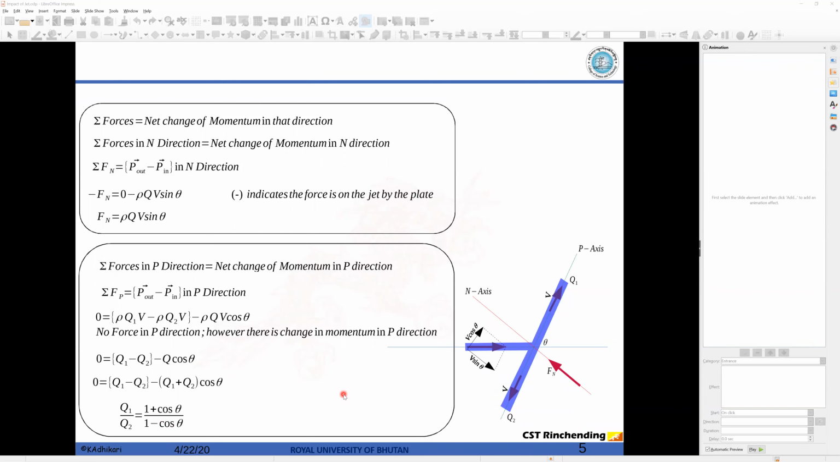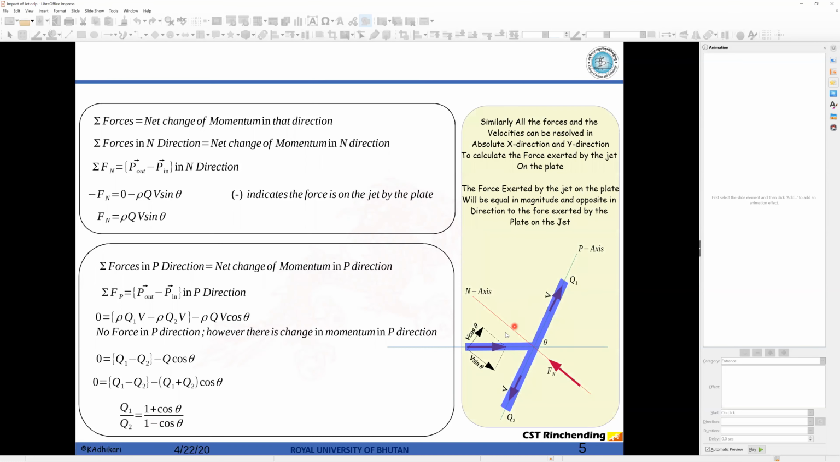In this entire problem, I have resolved the forces into pxs and nxs, right? But you can do it by another method, that is by resolving the forces in the absolute x direction and y direction, completely ignoring nxs and pxs. Here whatever I have just said is mentioned. Similarly, all the forces and velocities can be resolved in the absolute x and y directions to calculate the force exerted by the jet on the plate.